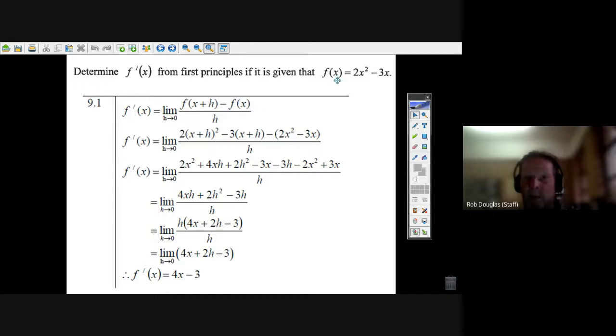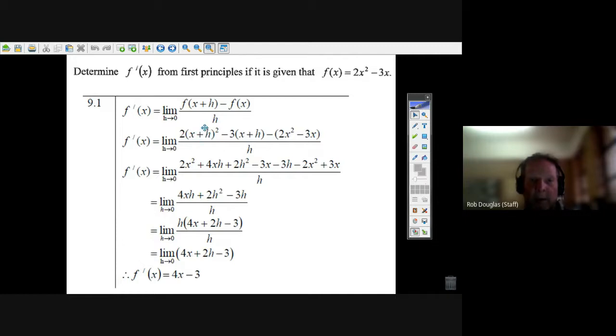And f of x, well, that's given. It's 2x squared minus 3x. So you minus 2x squared minus 3x over h. They give you a mark just for putting in x plus h. Now they give you more marks just for going x plus h times x plus h.